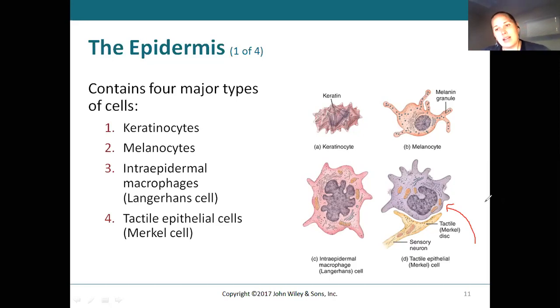Or if you're resting your hands on your desk, think about right now how you have all these Merkel cells that are being activated by the pressure provided by the weight of your body, or the gravity being applied to your body on that desk. So again, this is another example of the way the nervous system innervates into the epidermis and is able to receive that information.